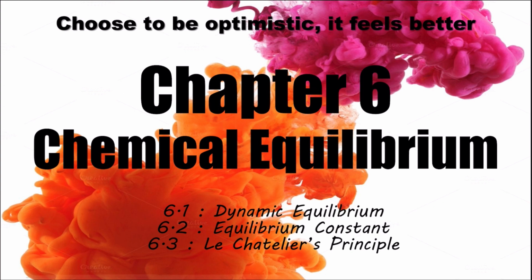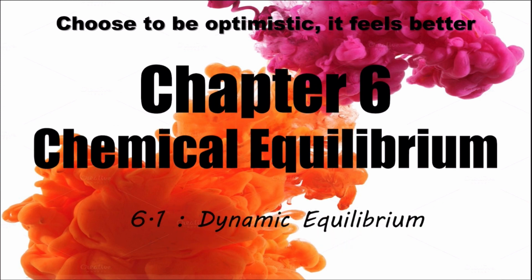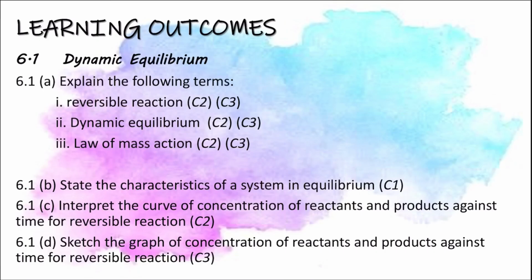Let's continue with the new chapter, chapter 6. We are going to learn about chemical equilibrium. There are 3 subtopics in this chapter. So we are going to focus with this video about the first subtopic, dynamic equilibrium. In dynamic equilibrium, you have to know how to explain these following terms. First, reversible reaction, dynamic equilibrium, and law of mass action.